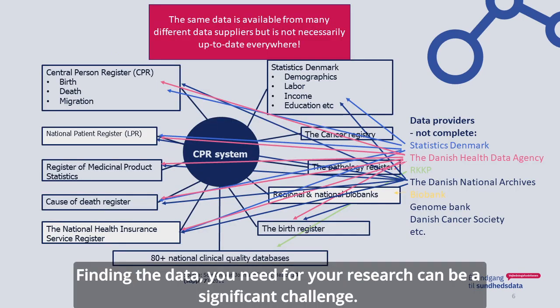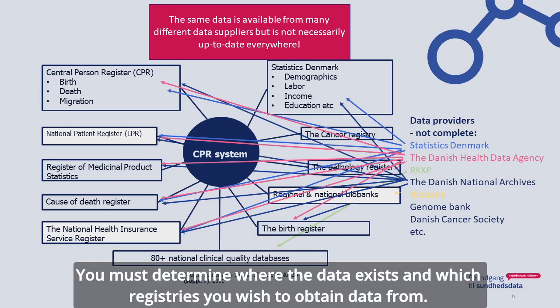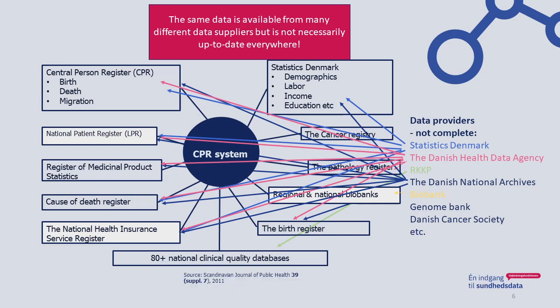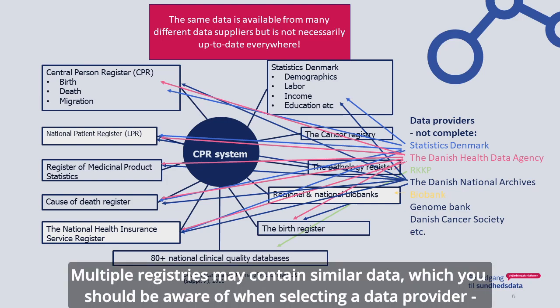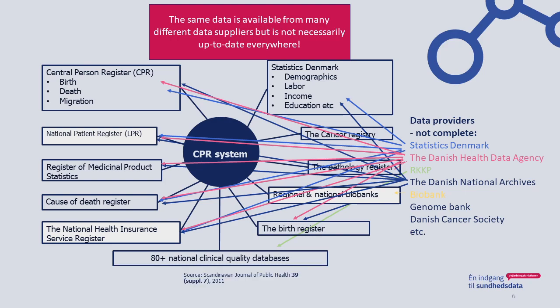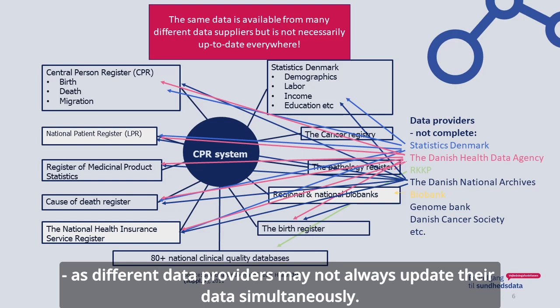Finding the data you need for your research can be a significant challenge. You must determine where the data exists and which registries you wish to obtain data from. Multiple registries may contain similar data, which you should be aware of when selecting a data provider, as different data providers may not always update their data simultaneously.